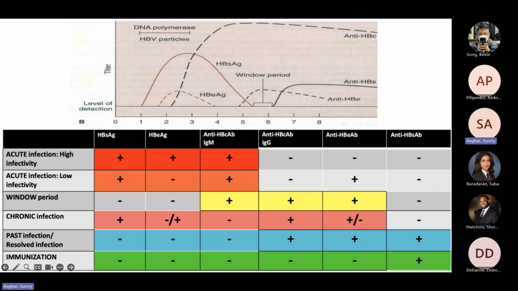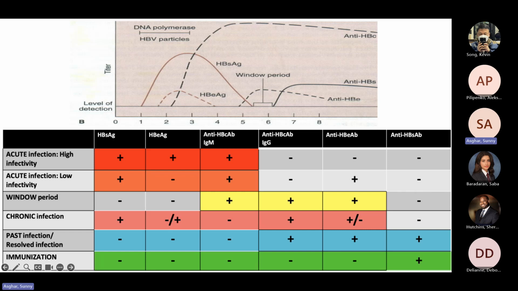So for instance, like I was mentioning about the IgG antibody to hepatitis B core, when do we see this? Over here, we see this in the window period, and it would indicate a chronic infection, and also a past or resolved infection. The pluses mean that's where we would see it, and the negatives mean that we don't see it.